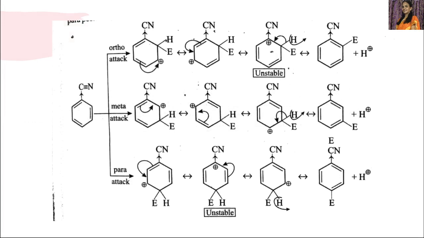the reaction mechanism for this group, the cyano group. When this cyano group is present as the first substituent on the benzene ring, and the electrophile goes to the ortho, meta, or para position, what are the different structures produced? Let us see. First of all, let's discuss the ortho attack.